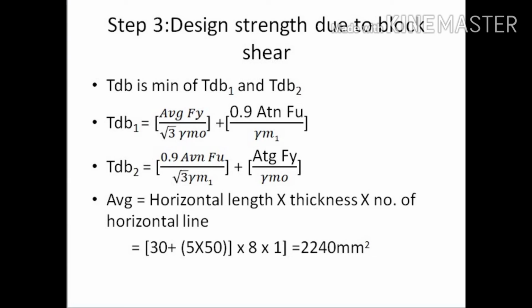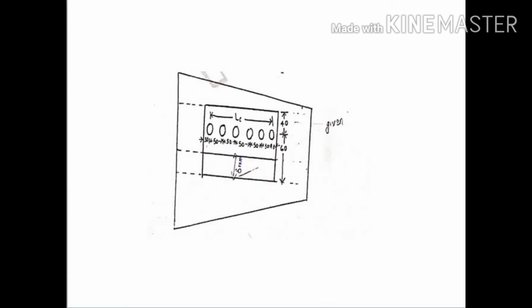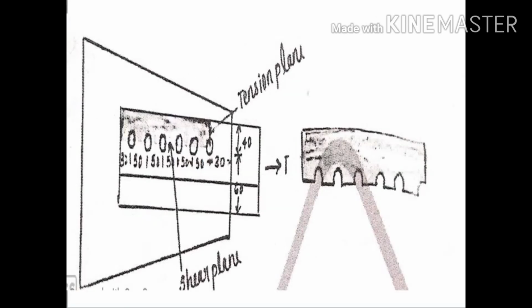Okay, so first is Avg. Avg means minimum gross area for shear, which is equal to horizontal length into thickness into number of horizontal lines. So this is the figure. Block shear occurs like this: starting from here to the center of this bolt hole, this portion gets detached from the structure. That is known as block shear failure.